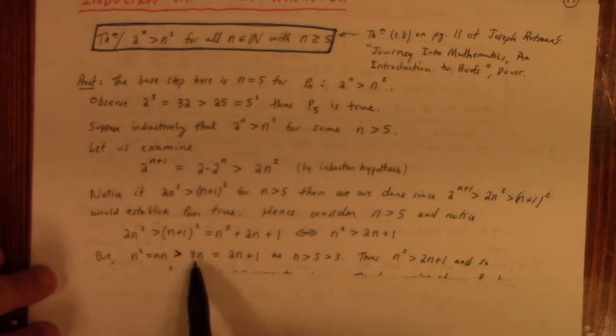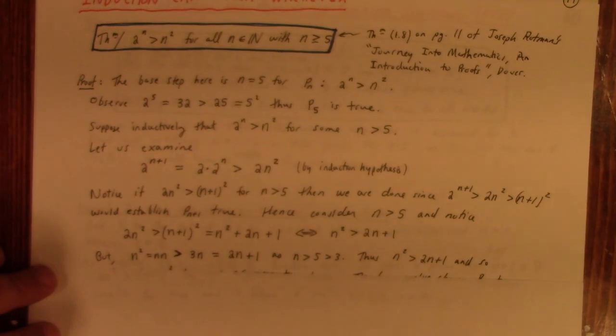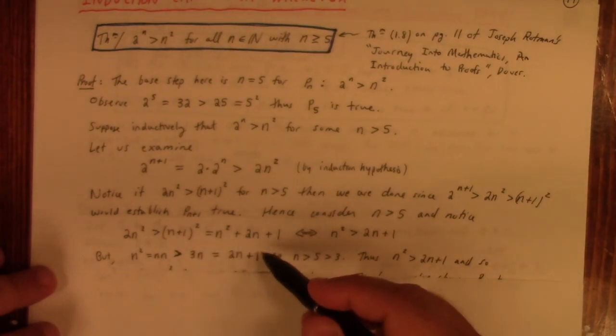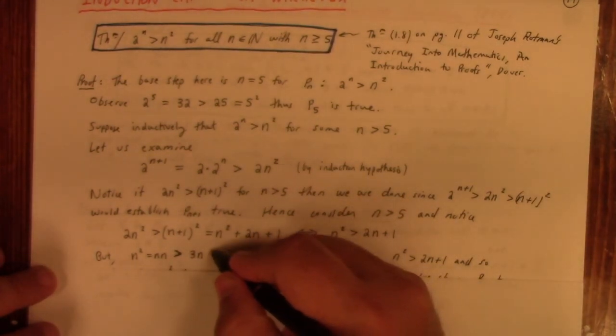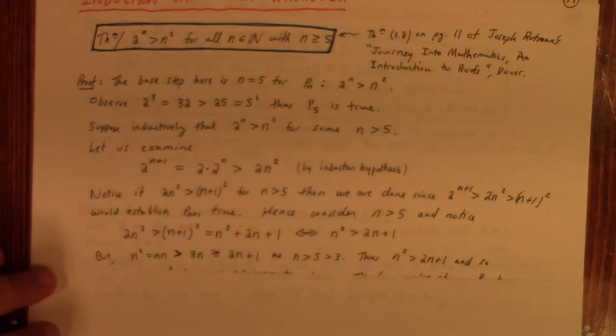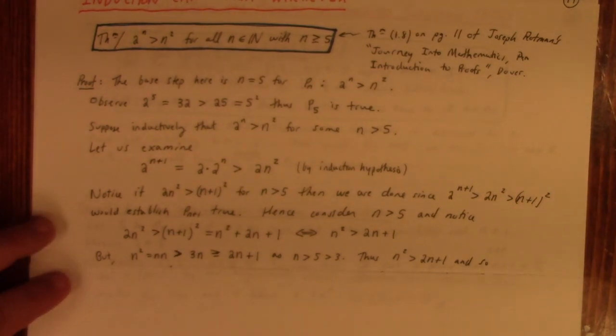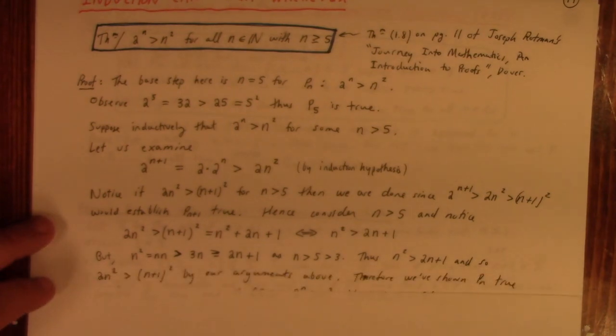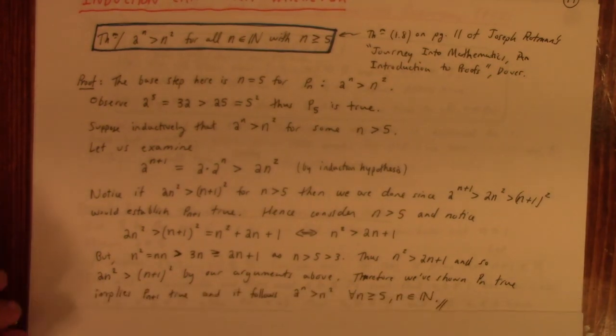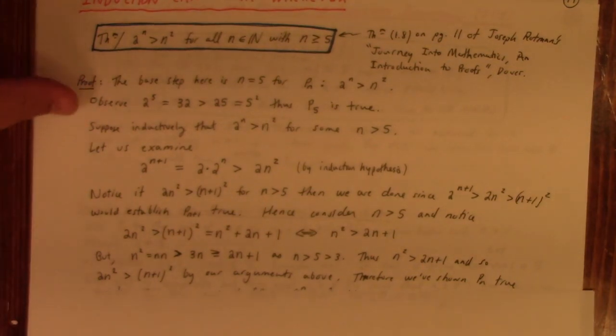So I can trade the n for 3, and 3n is equal to 2n. That's not equals to. I traded an n for 1. I think I probably need a less than or equal to. I could put a strict greater than there, actually. So anyway, that gives us that n squared is greater than 2n plus 1. And so, by the arguments above, we've shown that Pn true implies Pn plus 1 true. And it follows that 2 to the n is greater than n squared for all n greater than 5, which are natural numbers. So there's an example of starting at not 1.